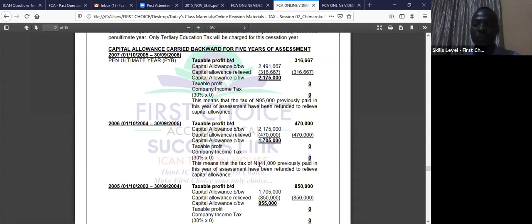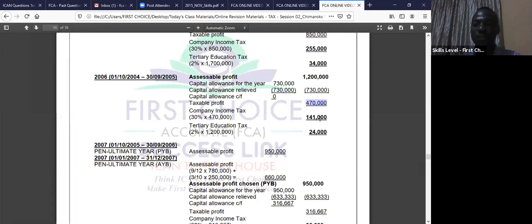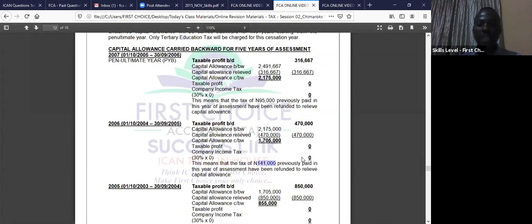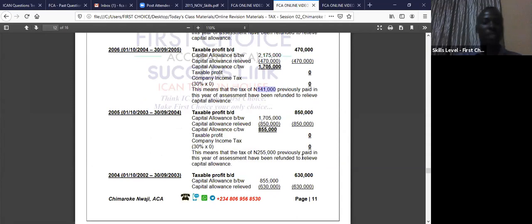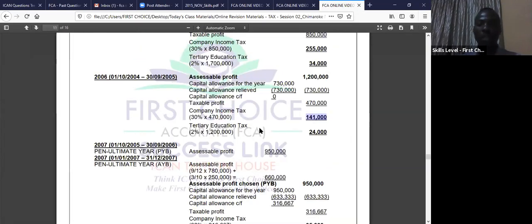That means the 141,000 that was paid before will be refunded. This 141 paid before will be refunded. Okay, now you go to the next year, the third year now, going backward. So I'm going backward now.